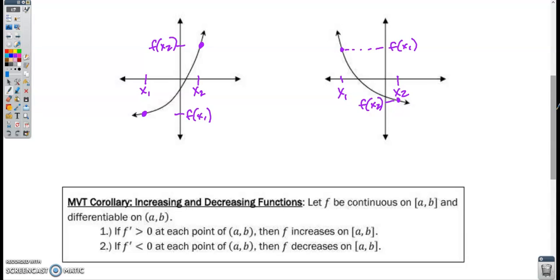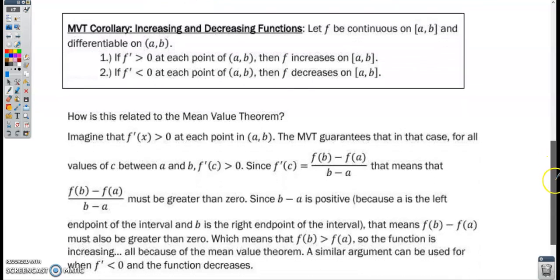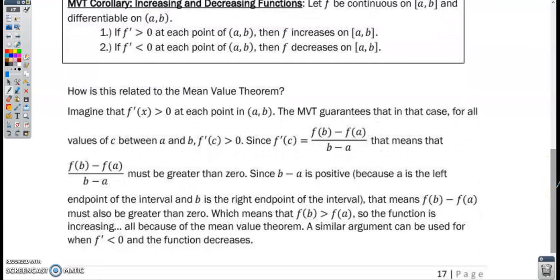Now, at first glance, you might be like, well, I'm not even sure how that's related to the mean value theorem. But this is a direct result of the mean value theorem, and we'll talk about why here. How is this related? Suppose we have a function such that f prime of x is greater than 0. So we're looking at case 1 here. The mean value theorem guarantees that in that case, for all values of c in the interval, f prime of c is greater than 0, since the function's derivative is always greater than 0.